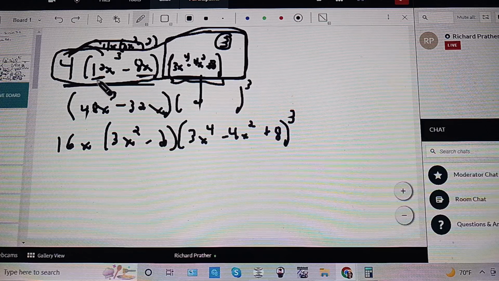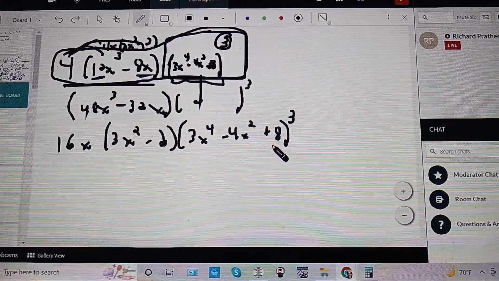And you can waste time doing extra things, but then you always take the chance of making some kind of brain cramp mistake like I did on the last section. So why distribute if you don't have to? Why factor if you don't have to? But if somebody did one of these other two, they are equivalent.